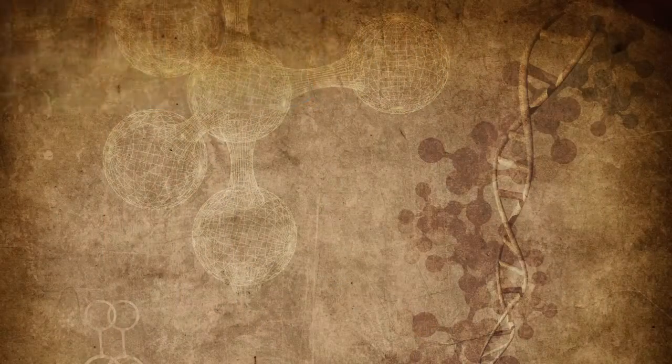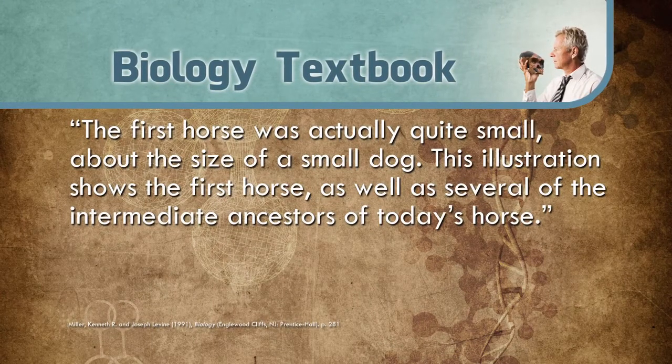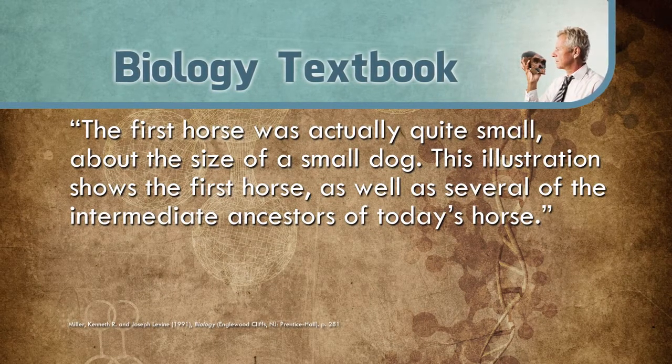What about horse evolution? Hasn't that been documented in the fossil record? It's definitely been taught as such in biology textbooks for decades. Supposedly, the modern horse, known as Equus, has been documented as evolving from the small fox-like creature known as Hyracotherium, or the Eohippus. One popular biology textbook used in Texas high schools in the 90s said, "The first horse was actually quite small, about the size of a small dog."